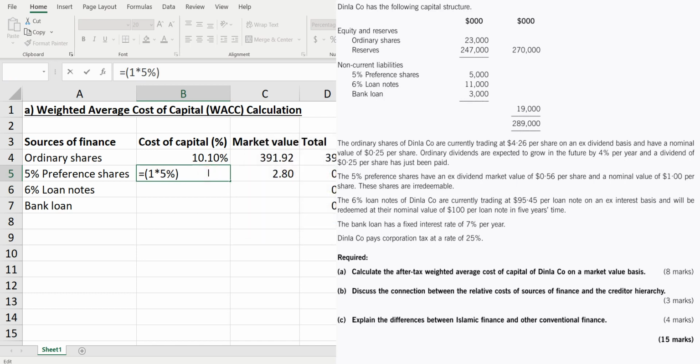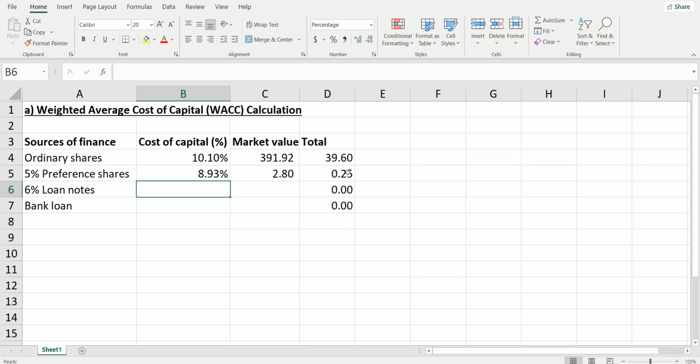So we will get this amount of money, 5% on $1 for perpetuity, if we invest $0.56 per share today. So divided by 0.56, we get 8.93%, and the total is also automatically calculated.